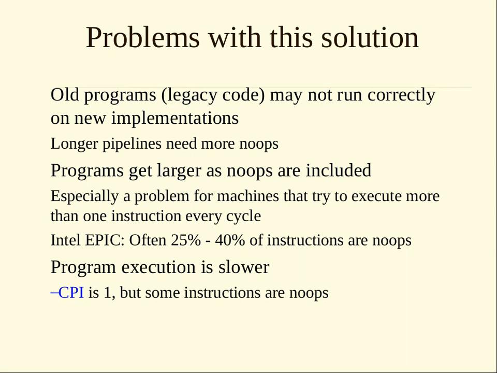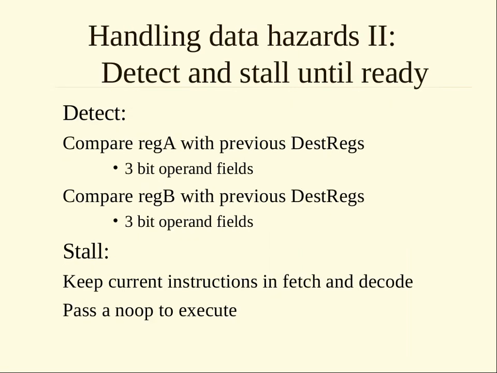So, I guess it wasn't that great of an idea anyways. Therefore, program execution is slower. CPI still approaches 1, right? But now you have all these no ops. All right. So, like I said, is this a good solution? No. Terrible solution. Detect and stall until ready. Okay. Once you detect it, keep stalling until it goes away, and just pass along no ops.